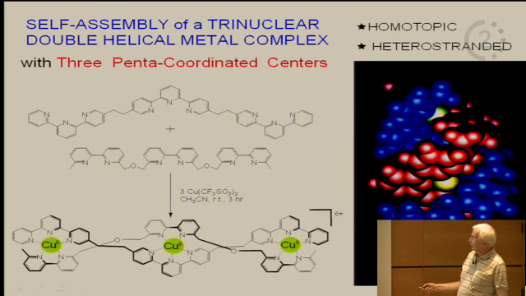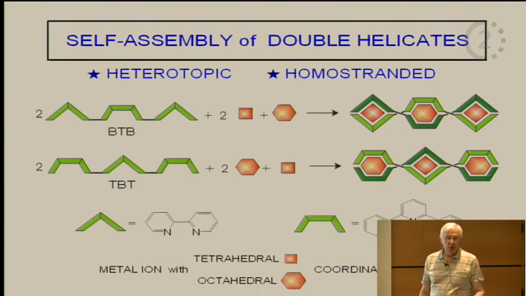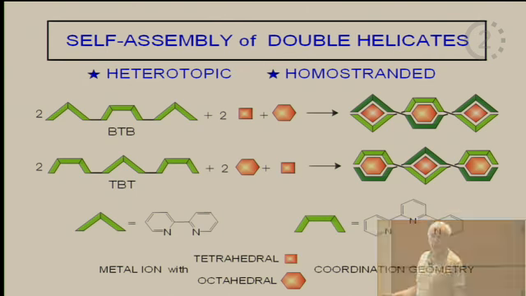And indeed, when you take this TTT strand with this BBB, you get the mixed heterostranded homotopic double helix crystal structure shown here. And you can continue playing. You know, now people make oligonucleotides. One can make oligobipyridines. You play, you put sequences. You take BTB. Now you treat with 2 squares, about 2 tetrahedral, 1 octahedron. You get tetrahedral, octahedral, tetrahedral.